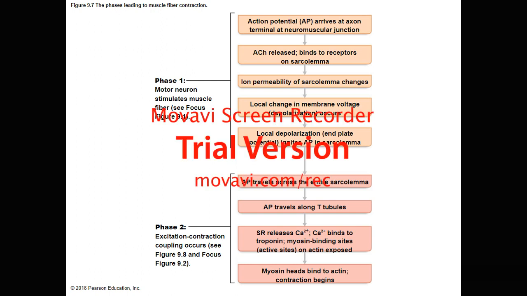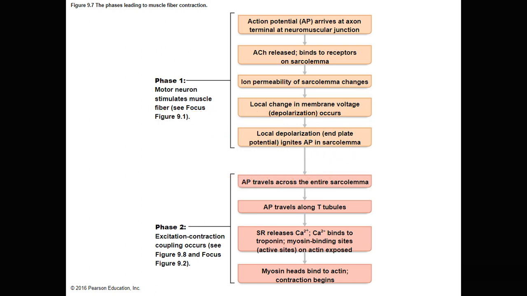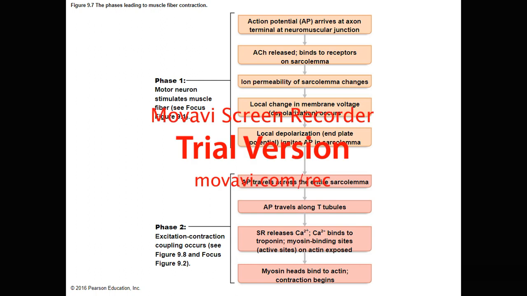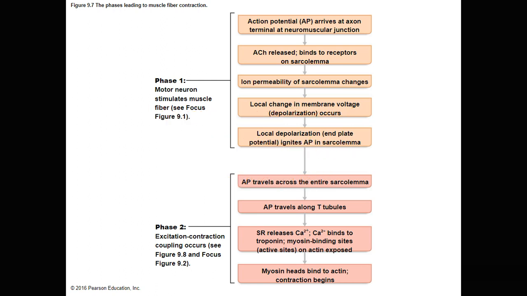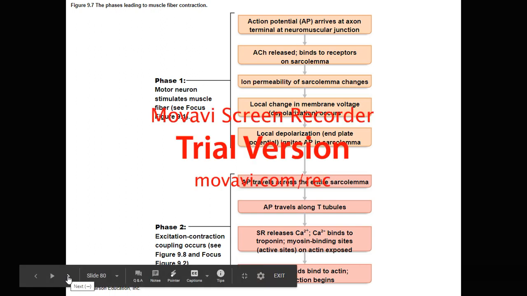That calcium is going to bind to troponin, and it's going to allow the myosin to bind to the actin thin filaments, and then that myosin binding to actin is going to cause contraction. It's going to cause the myosin to slide the thin filaments. So that's the excitation-contraction coupling that's occurring. Again, this is a lot more clear when you see different figures, and we're going to look at different figures so we can see these steps more clearly.